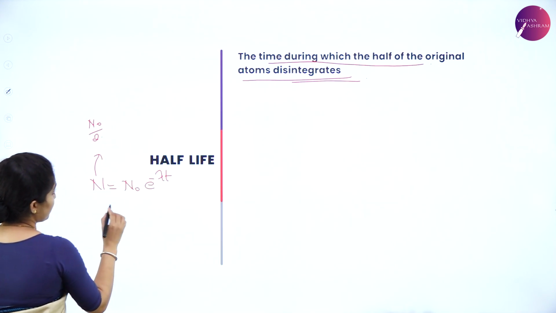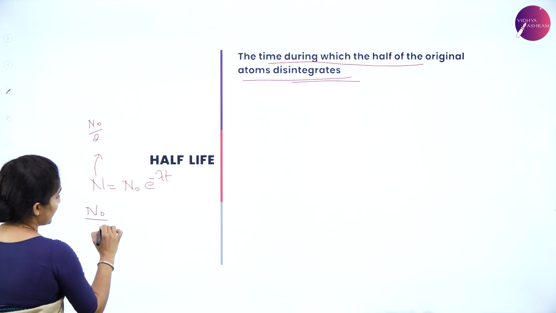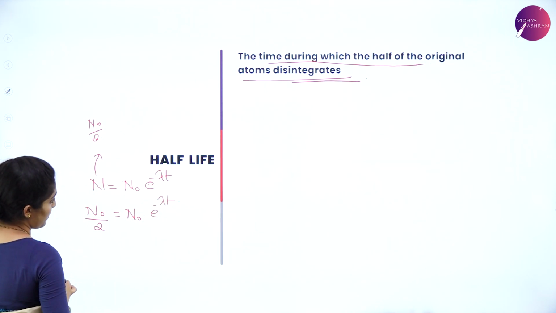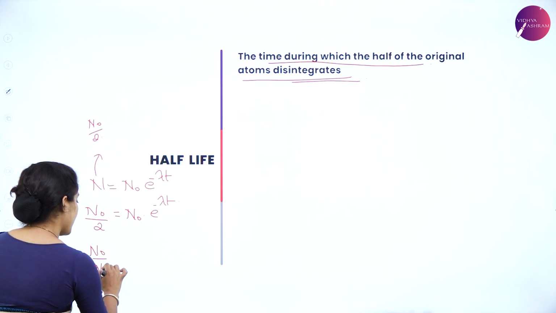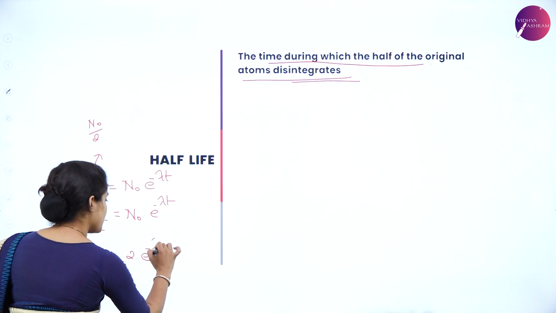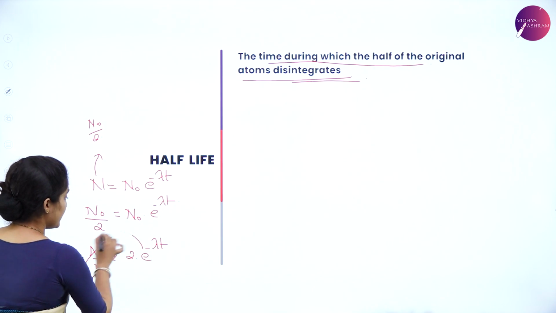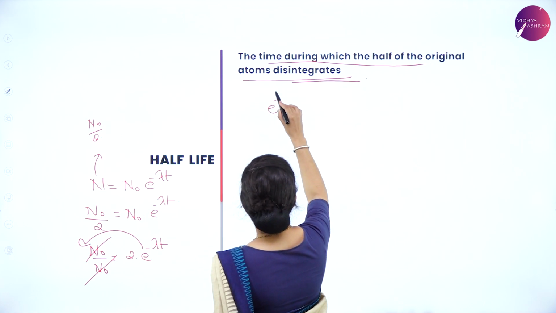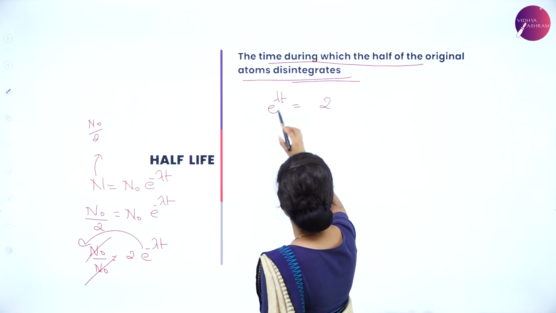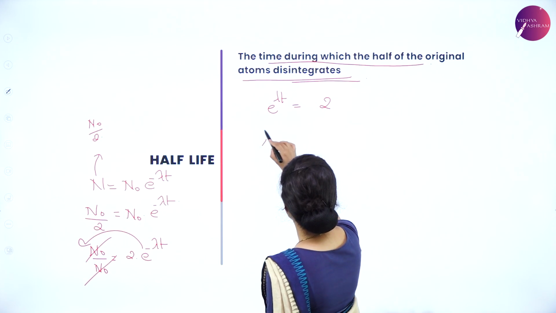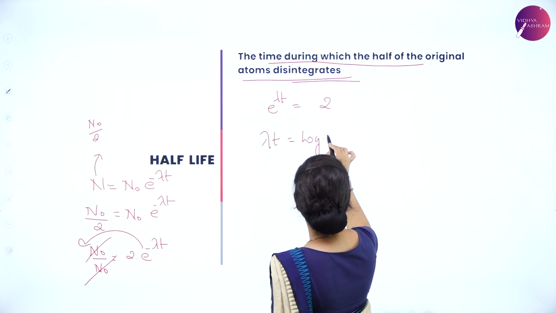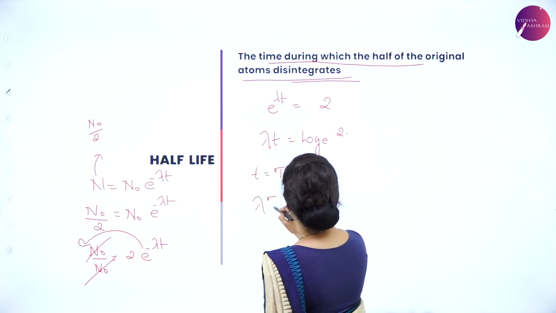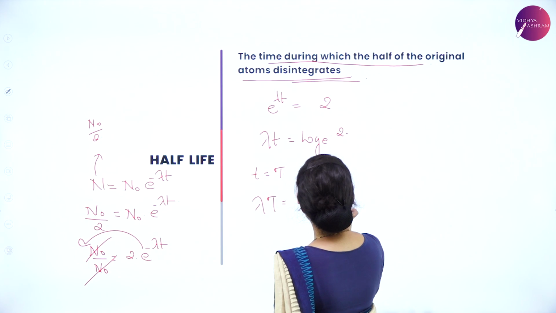On application of the same, we have N naught divided by 2 is equal to N naught e to the power minus lambda t. N naught divided by N is equal to 2 times exponential of lambda t. N naught cancels. Taking the exponential to the other side, we have e to the lambda t is equal to 2. On application of log, you have lambda t is equal to log to the base e of 2. If t is considered to be capital T, then lambda T is equal to log to the base e of 2.